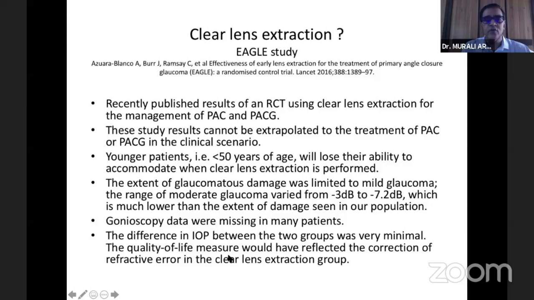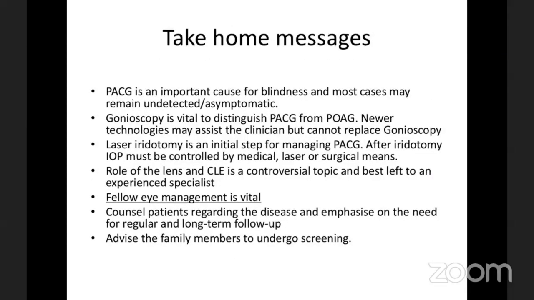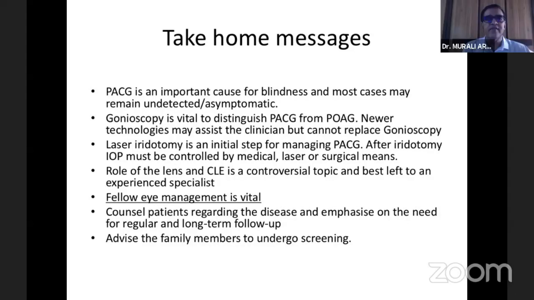The take-home messages from my talk today: primary angle closure glaucoma is a very important cause of blindness, and many cases remain asymptomatic and undetected. Gonioscopy is very, very important to diagnose PACG. Laser iridotomy is the first step in managing PACG. After that, IOP must be monitored. Clear lens removal remains a controversial topic. Fellow eye management is very, very important. With one eye of angle closure disease or the spectrum, you must learn to manage the other eye.